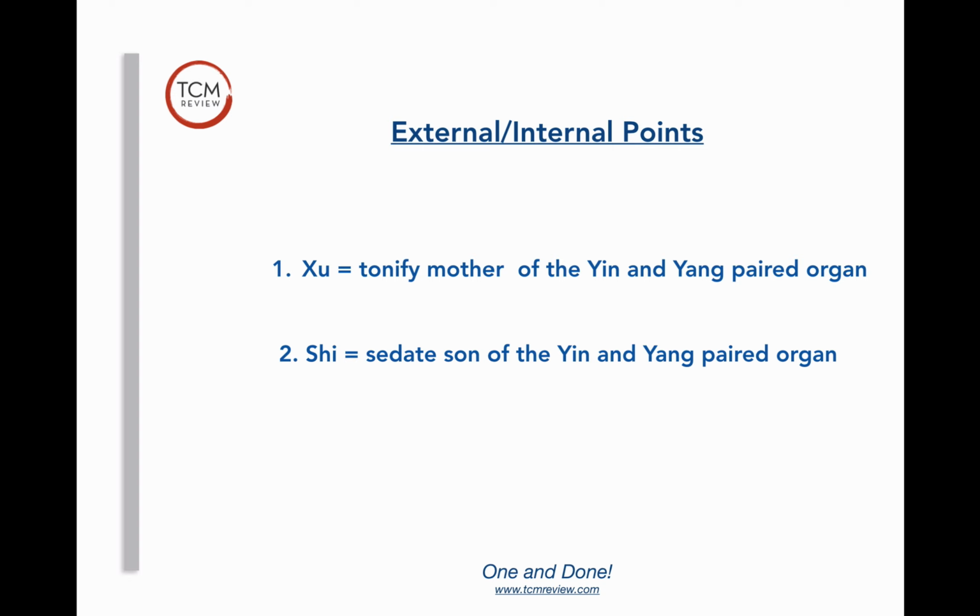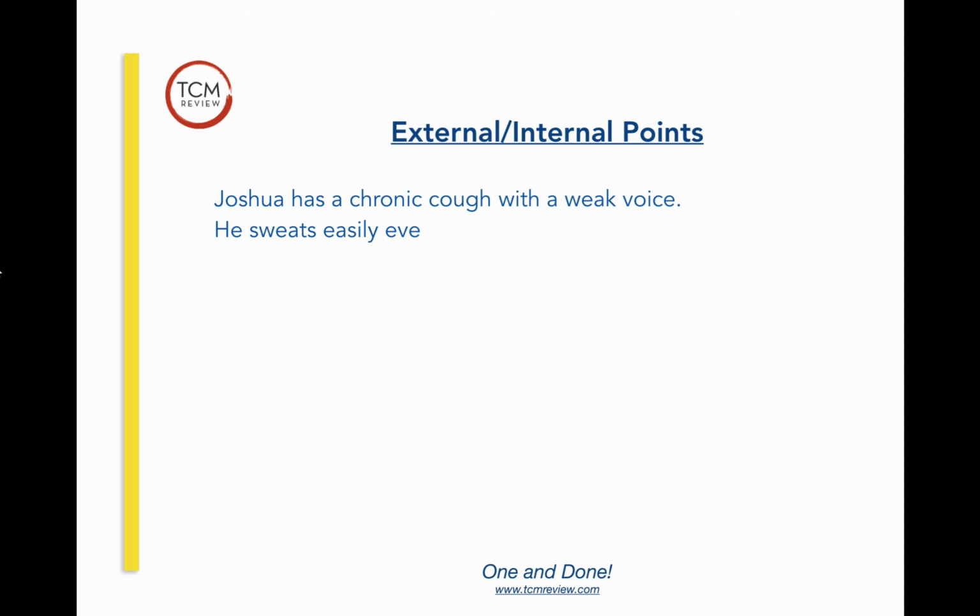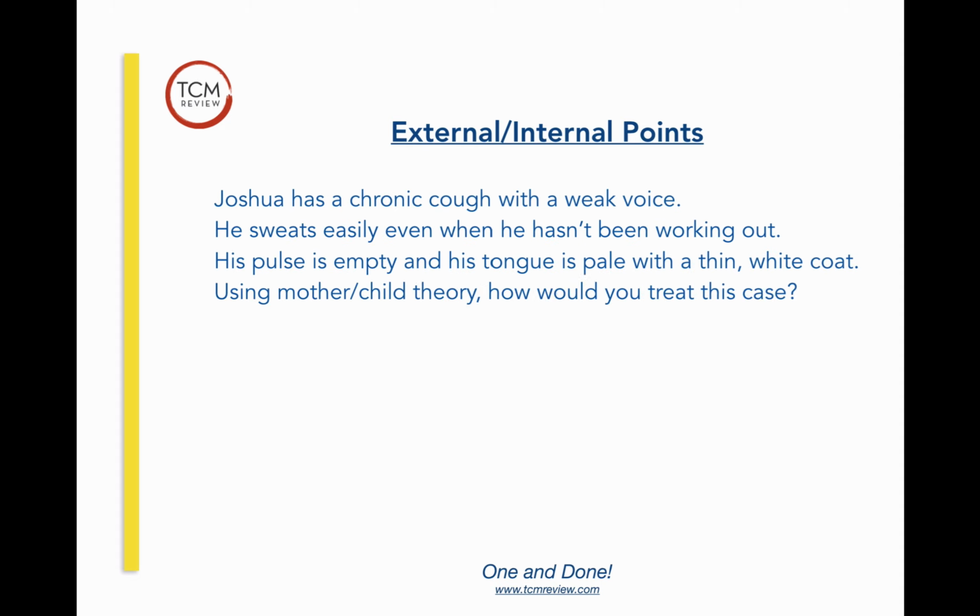Let's look at a few examples. So say we have Joshua, and he has a chronic cough with a weak voice. He sweats easily, even when he hasn't been working out. His pulse is empty. His tongue is pale with a thin white coat. Using mother-child theory, how would you treat this case?